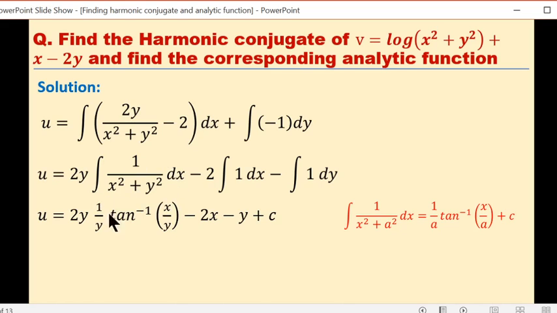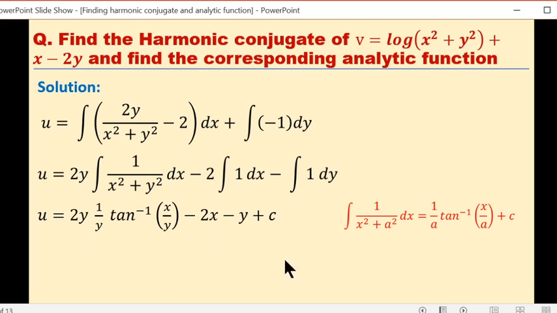What is its integral? Using this formula, 1 upon y tan inverse of x upon y, minus 2 into the integral of 1, which is x, minus the integral of 1, which is y, plus c. Now this c is the combination of the constants of integration for this integral and this integral.